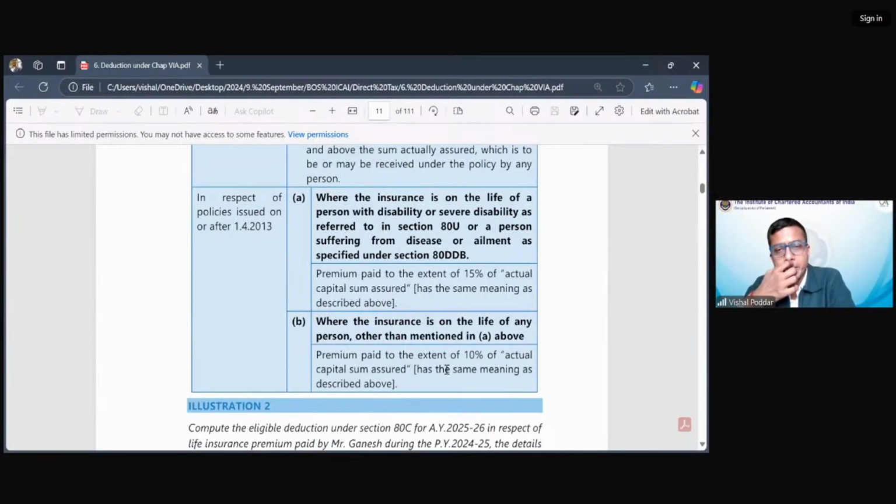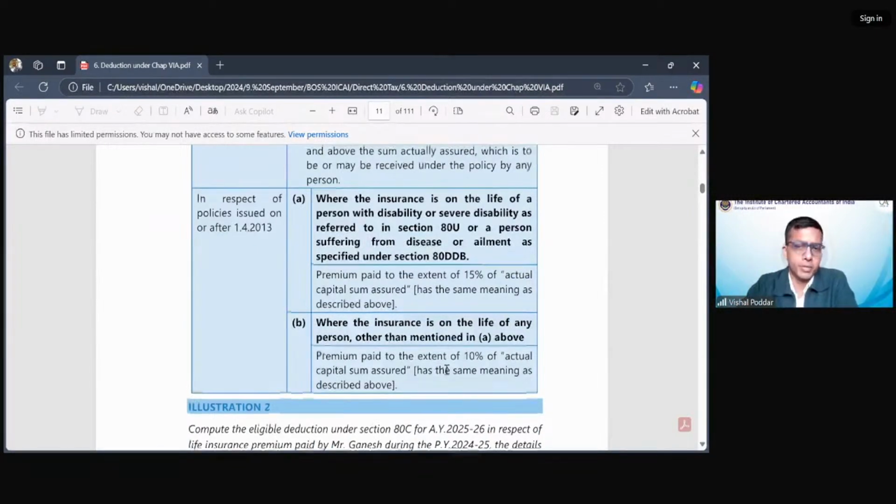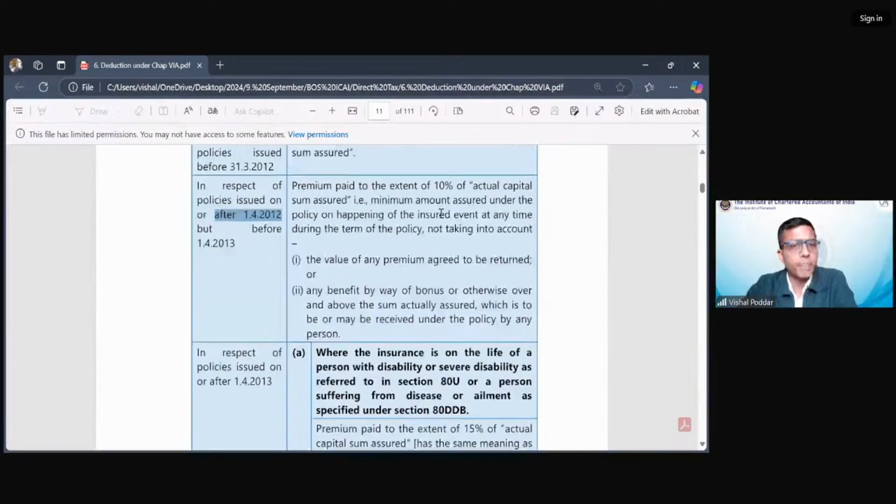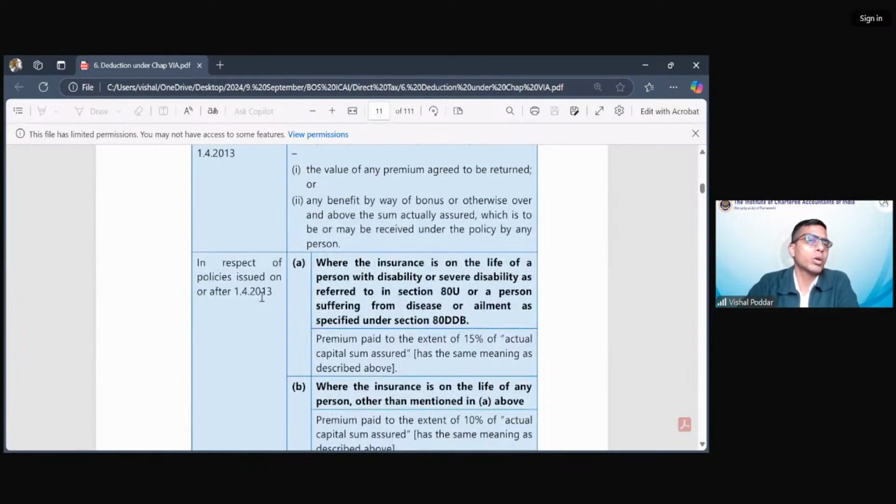Only what has changed is if a person is a disabled person and the policy is taken out for a disabled person, up to 2012, the limit is 20%. Between 2012 and 2013, that is during this one year, the limit is 10%. And beyond 2013, for disabled person, the limit has become 15%. So for disabled person, there are three limits. Up to 2012, 20%. In the financial year 12-13, 10%. And beyond 1st April 13, it is 15%.